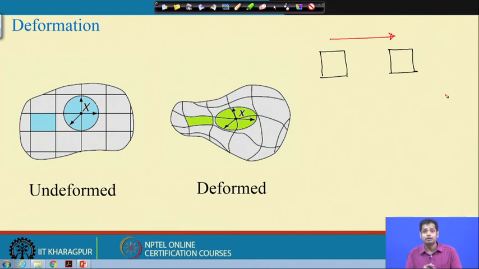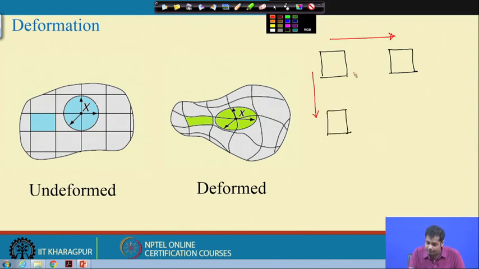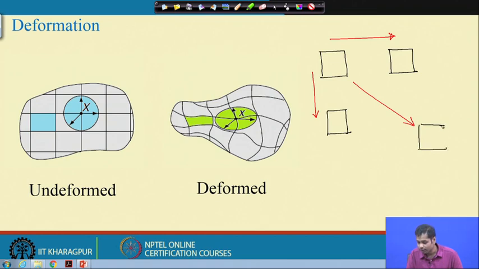This translation does not create any strain in the body. It does not cause any change in shape or change in volume, no deformation in the body, only translation. Similarly, this object can come to this point, can translate in this direction and take a position like this, or translate in any arbitrary direction and take a position like this. These are called rigid body translation.